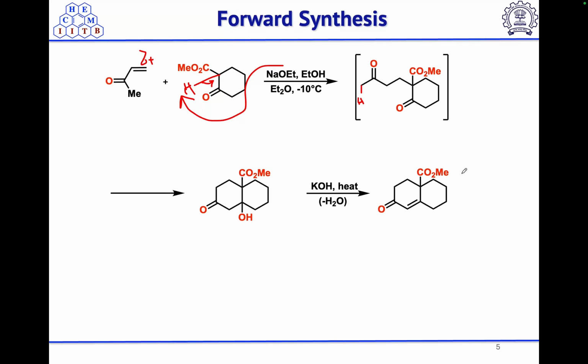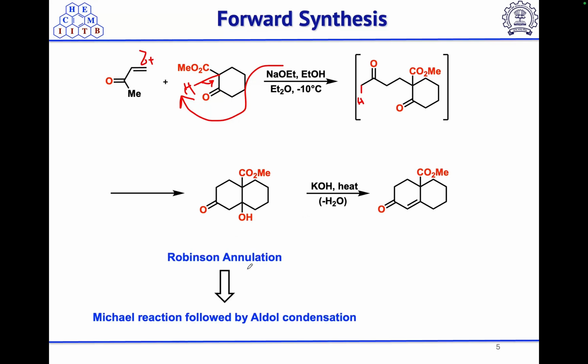In this reaction, two reactions are involved in one pot. The first step is Michael addition, and the second step is aldol condensation. This reaction was discovered by Sir Robert Robinson, so we call it the Robinson annulation reaction. Annulation means formation of a ring. You can see one ring was there previously, and you are creating another ring. That's why it's called annulation, and this is called Robinson annulation.